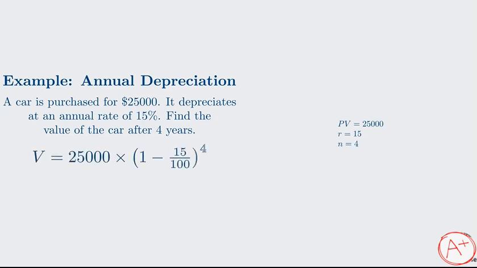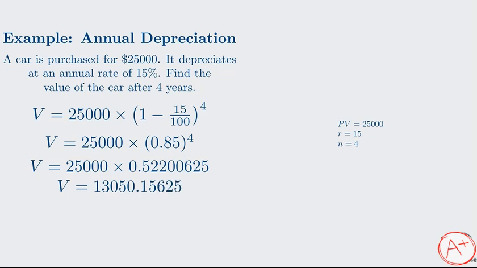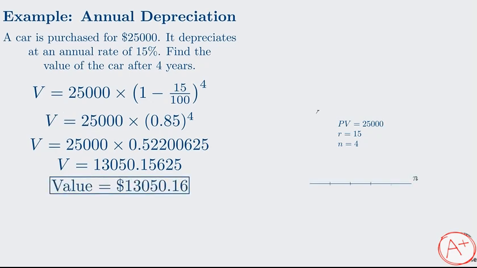Applying the reducing balance formula, we substitute our values. Multiplying the initial cost by the common ratio of 0.85 raised to the 4th power gives us the remaining value. Rounding to 2 decimal places, the car is worth $13,050.16 after 4 years. Notice how the value drops significantly. This is the nature of exponential decay in finance.